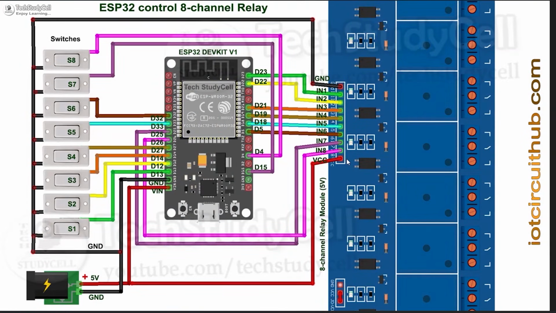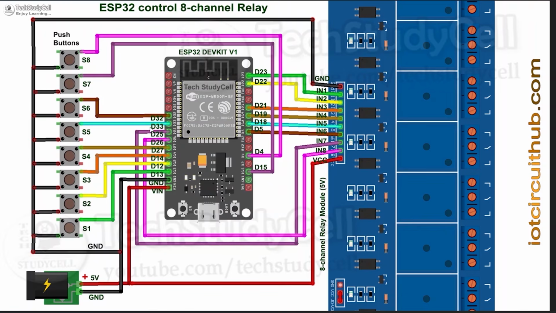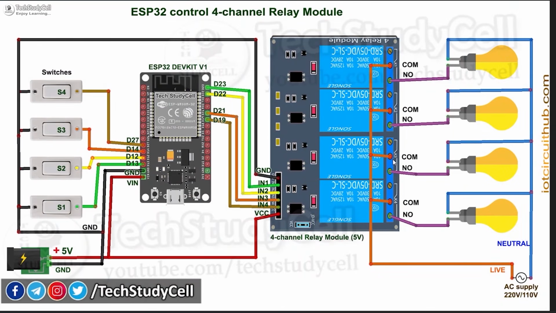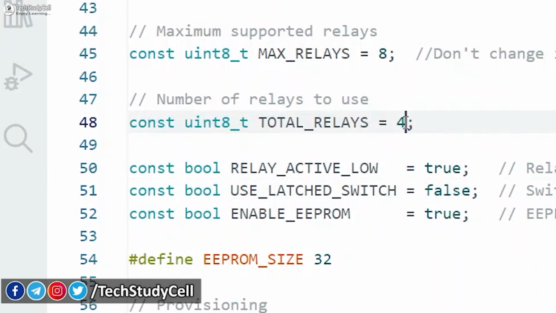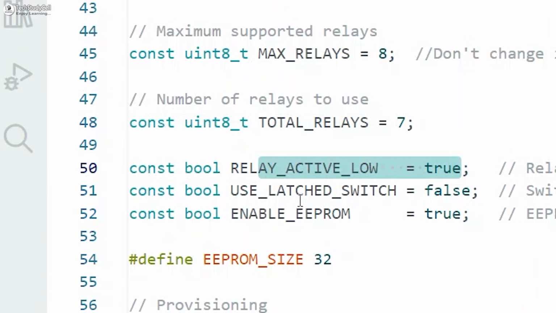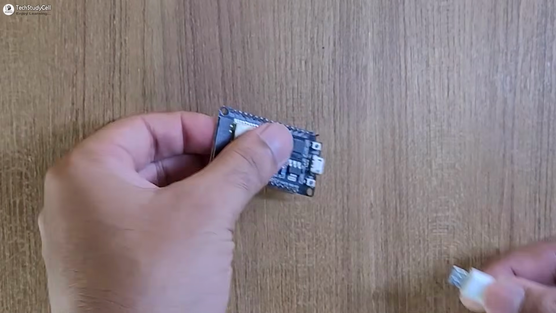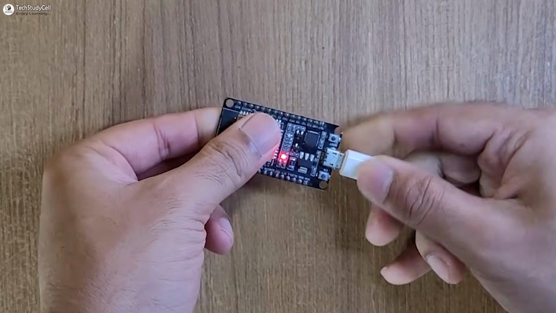This is the circuit diagram for this project, but you don't have to follow the same circuit. If you want, you can change the GPIOs. You can either use a latch switch or push button. You can also use an 8-channel, 4-channel or 2-channel relay module. You can change the circuit according to your requirement, as you can modify everything in the Arduino sketch. Now let me connect the ESP32 with my laptop to program it.